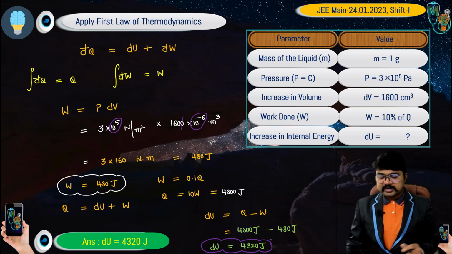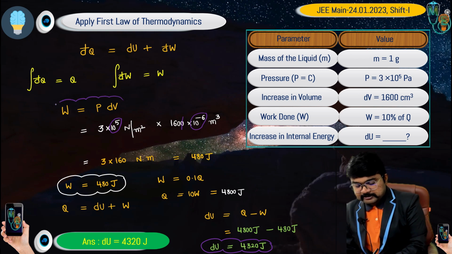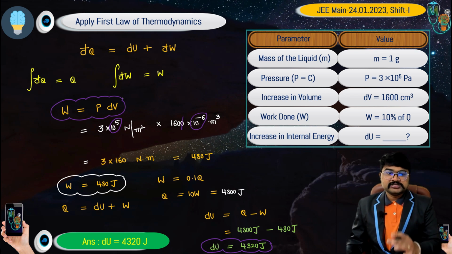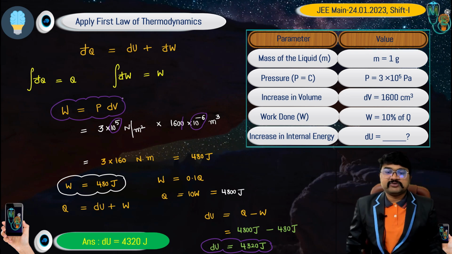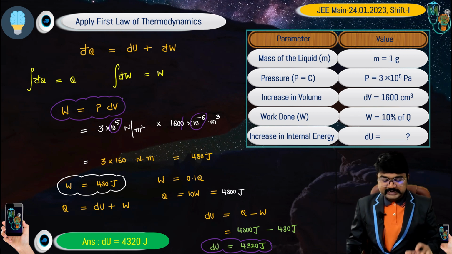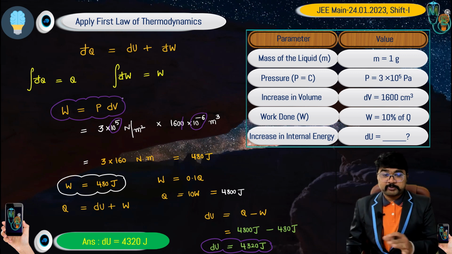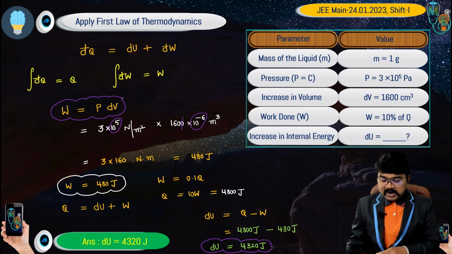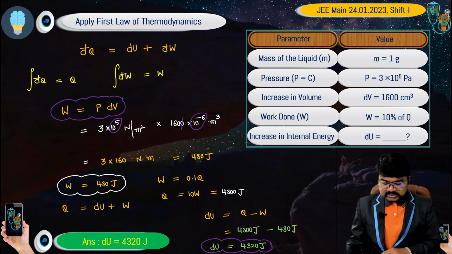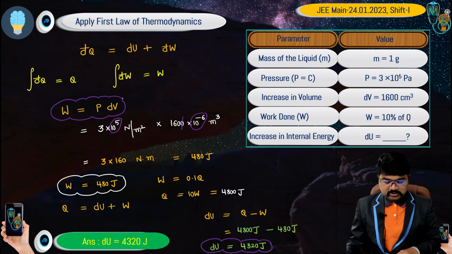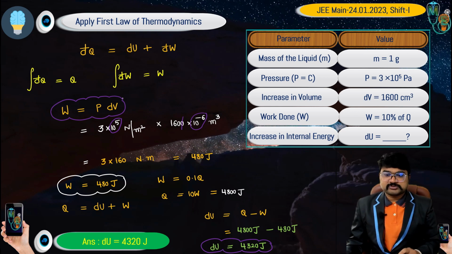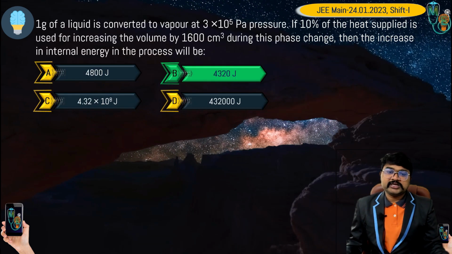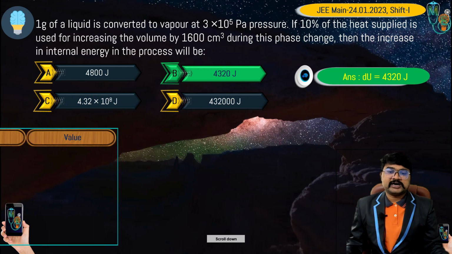Very simple to calculate. First, try to calculate the work done. This is the PDV work. Pressure is constant here. Increase in volume. So finally, 480 joules. Work done is positive here because increase in volume means work done by the system. So W equal to 0.1 Q, Q equal to 10 W. Finally, we substituted everything in the first law of thermodynamics. Then you got dU equal to 4320. This is the answer.